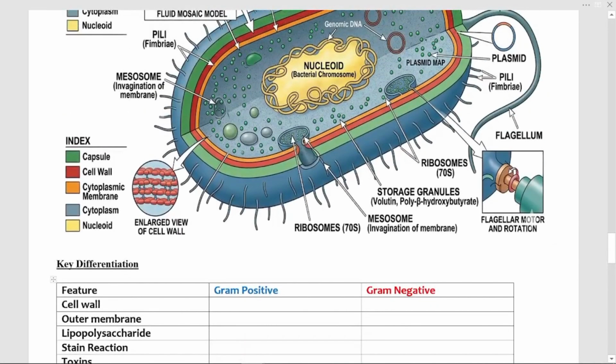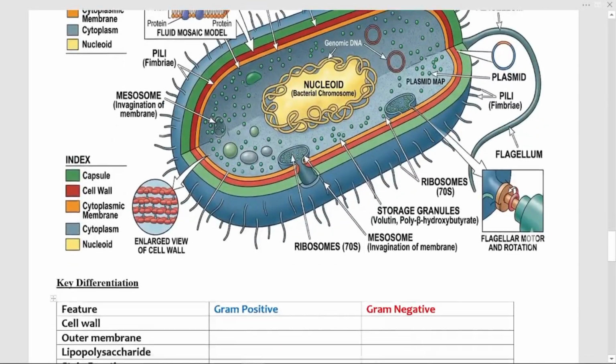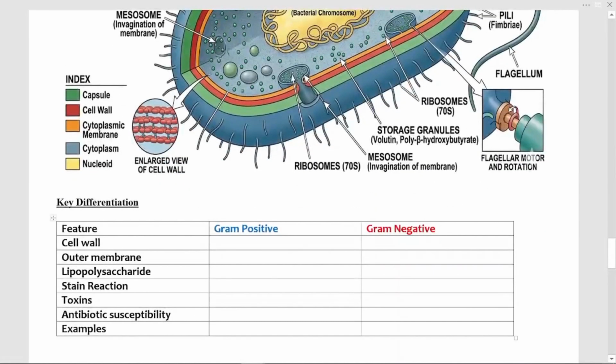In your understanding of antibiotics, there are some drugs that are very effective against gram-positive and some that are very effective against gram-negative. So you have to understand why this occurs. For that, you have to understand the anatomical difference between the gram-positive and the gram-negative bacteria. The one common difference is in the cell wall.